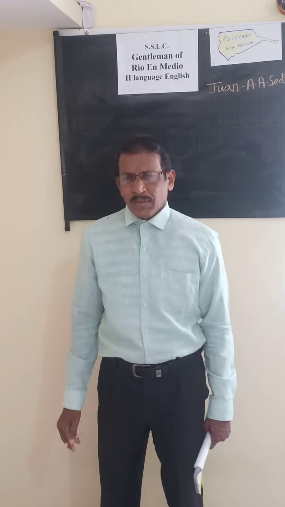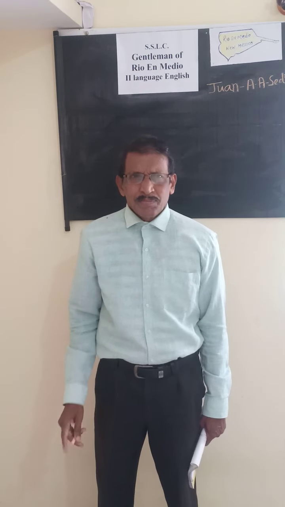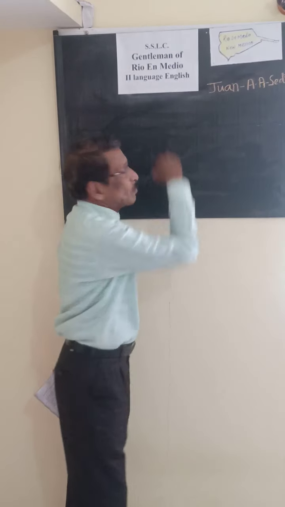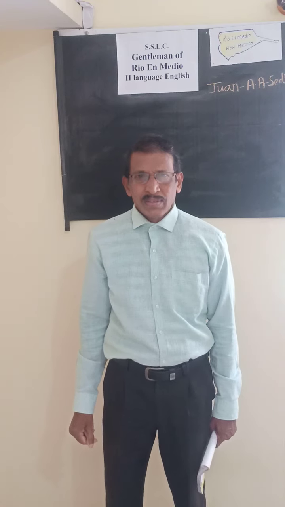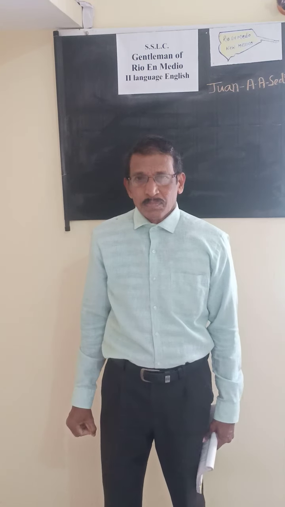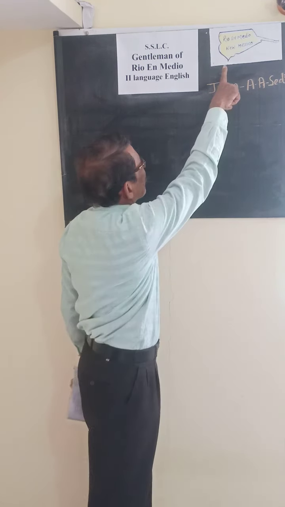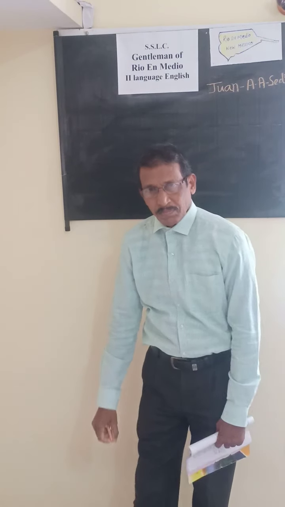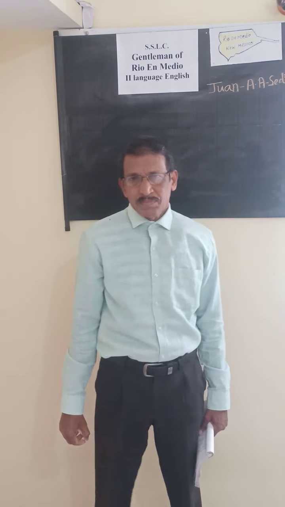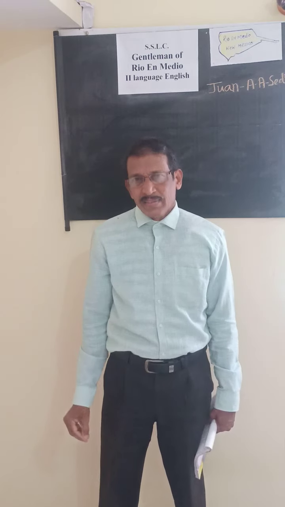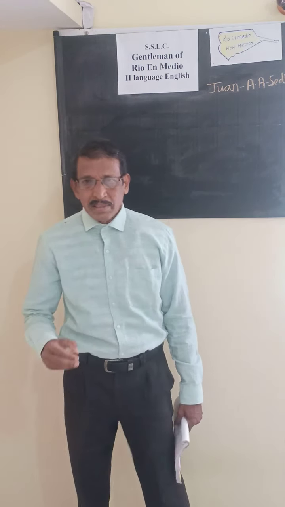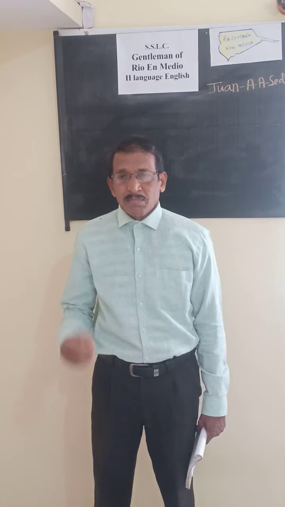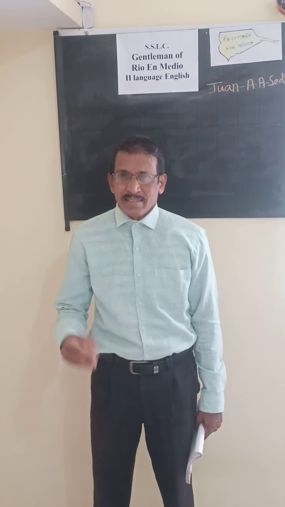So in this story, there is an old man who lived in Rio Medio. He belonged to this state of New Mexico. He was a farmer, and he had an orchard. That orchard was very beautiful, and there were many fruits in it.